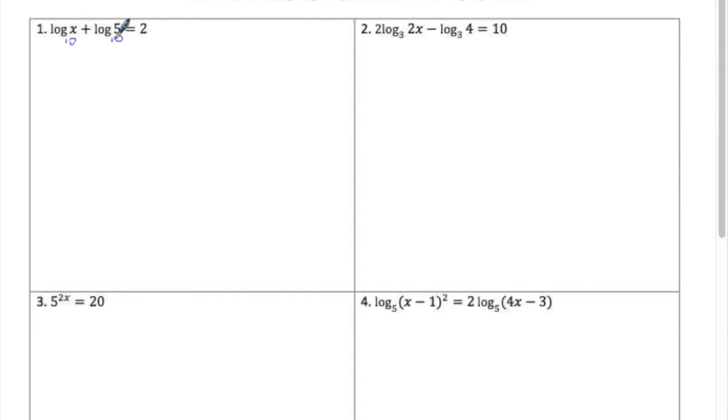So in order to solve this equation, we need to condense it so that there's only one log on this side of the equation. And to do that, we're going to use that addition property. So log of x plus log of 5 is equal to log of 5x. And we just use the addition property.